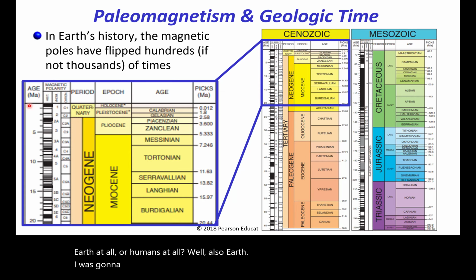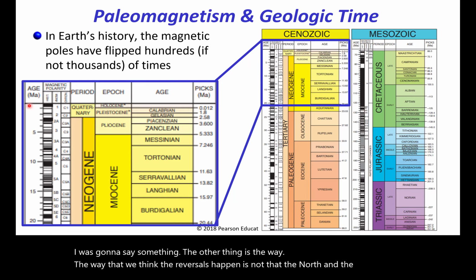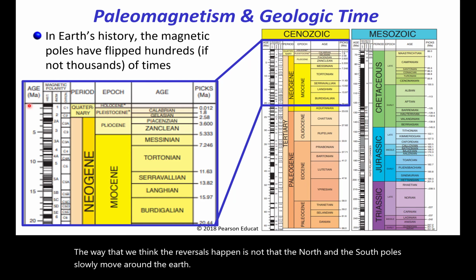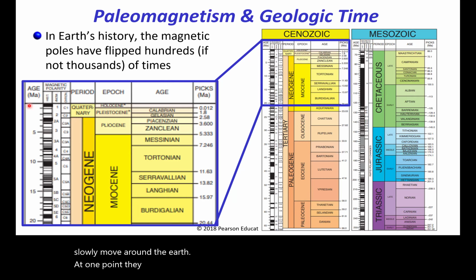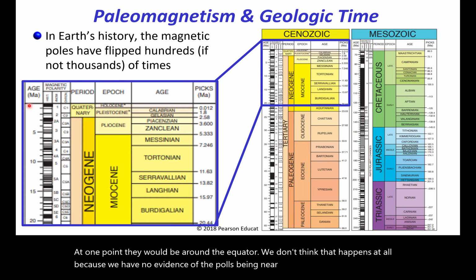The other thing is the way that we think the reversals happen is not that the North and the South poles slowly move around the Earth, like at one point they would be around the equator. We don't think that happens at all because we have no evidence of the poles being near the equator.